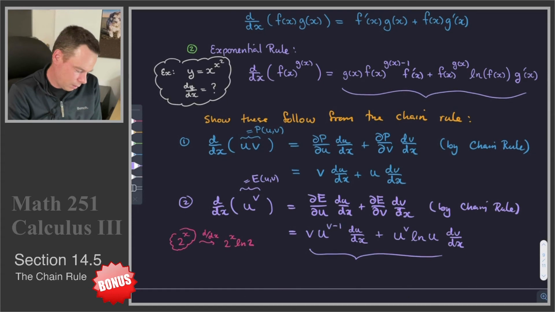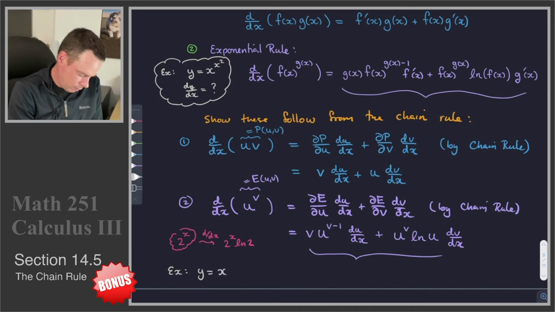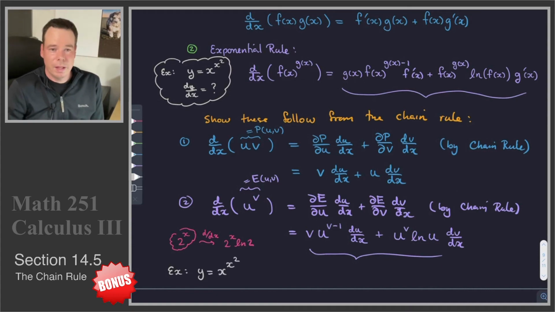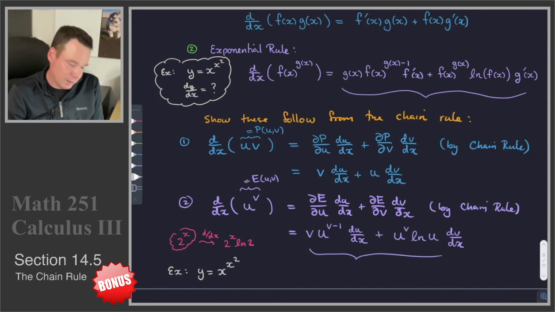So let's go back to that example that we had above. y equals x to the power of x squared. Again, we've done this one in Calculus 1, and I'll put the link to the lecture from Calculus 1 where we do this using logarithmic differentiation in the description below. But let's see how we can do it using this exponential rule in its full form, where we just verified it using the chain rule.